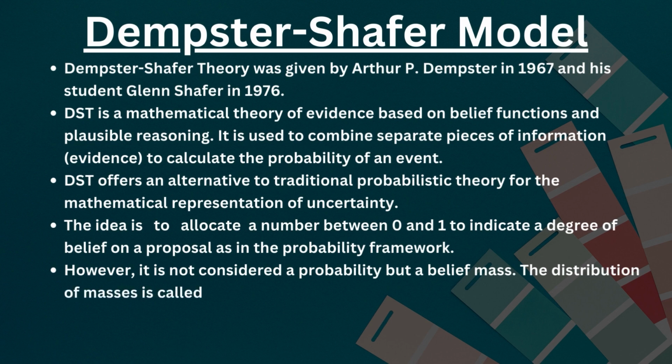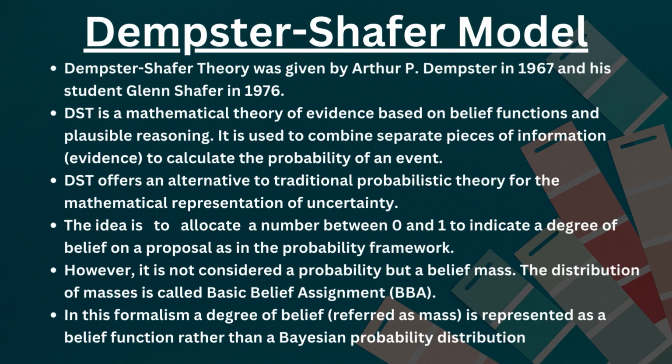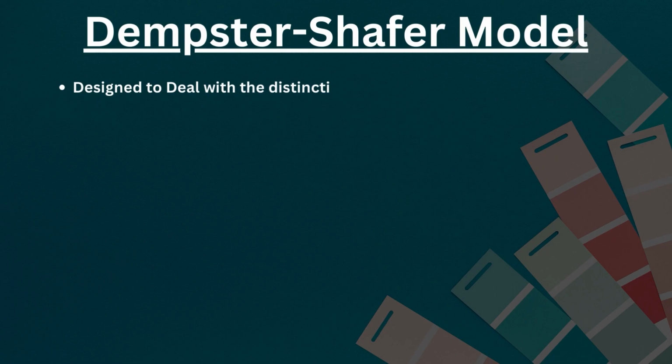It provides an alternative to traditional probabilistic theory for representing uncertainty. This distribution of masses is called the basic belief assignment. In short, it is BBA. It represents a degree of belief as a belief mass and is distinct from a Bayesian probability distribution, which we have studied in a previous lecture. It is designed to deal with the distinction between uncertainty and ignorance.